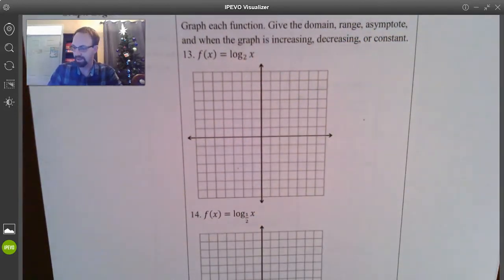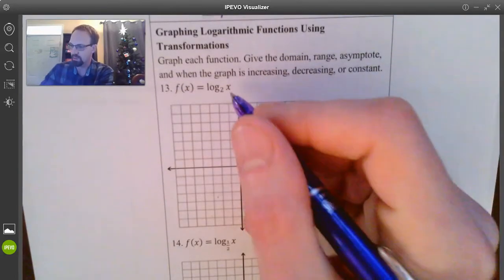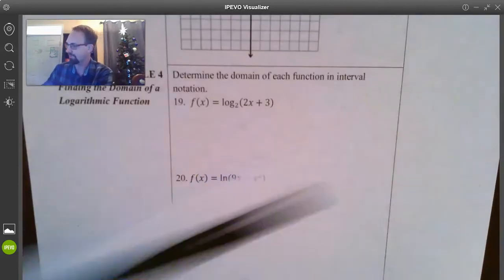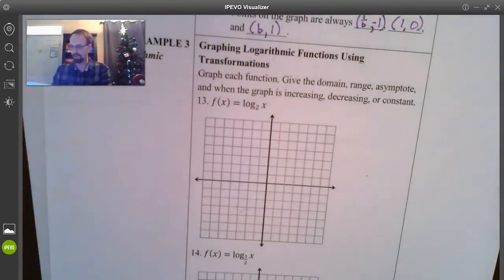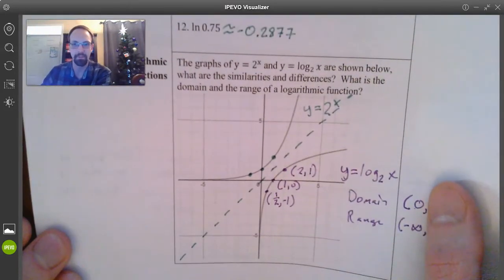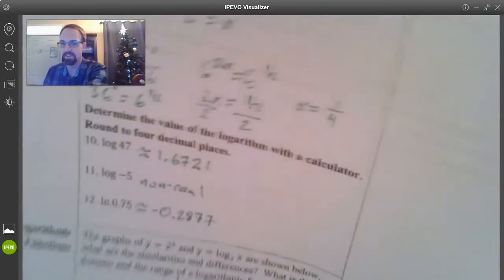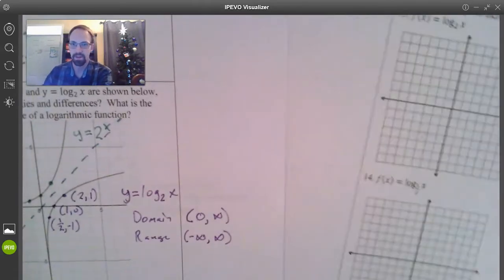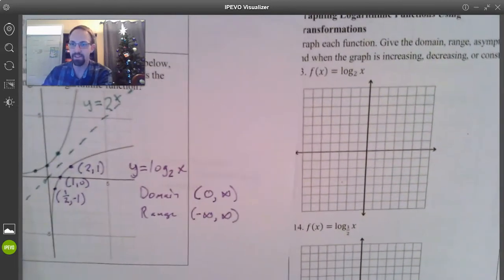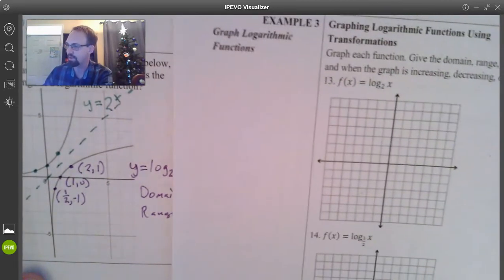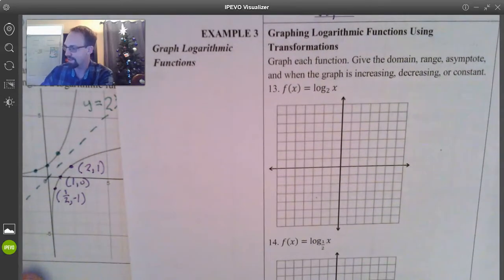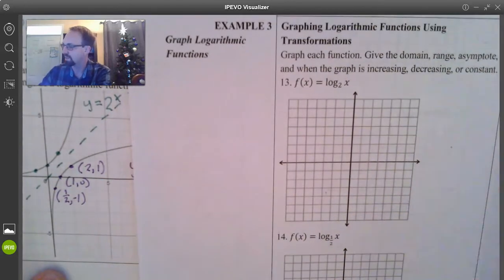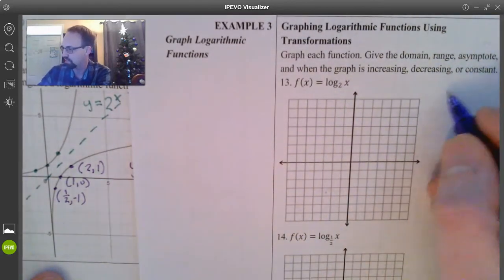X values here. So similarly, just talking about this first one, log base 2 of x, we actually graphed log base 2 of x on that other page already. It's already here. We have all the values. So I'm just going to use this as a comparison as we make this one. The thing to note is that it wants to know domain, range, asymptotes, when the graph is increasing, decreasing, or constant. So for here, the big thing to note is that the base is 2.